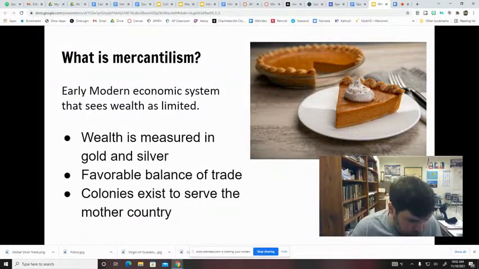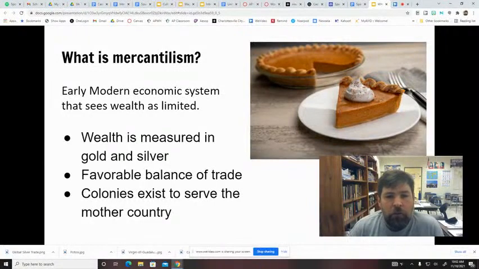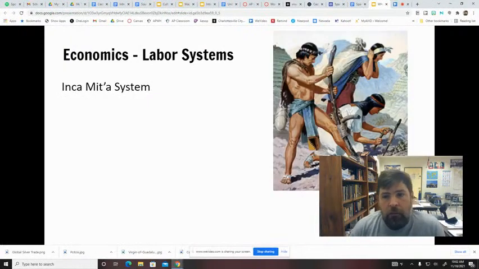And then finally, mercantilists believe in creating colonies in order to serve the mother country. And so, you know, Spain conquers the Americas, and then they start establishing colonies there, and they use those colonies in order to enrich Spain. They don't care about helping the colony, right? They're not trying to develop the colony and make the colony successful. They're trying to extract value from the colony and bring it back to Spain and use that to make Spain wealthier. So that's mercantilism.